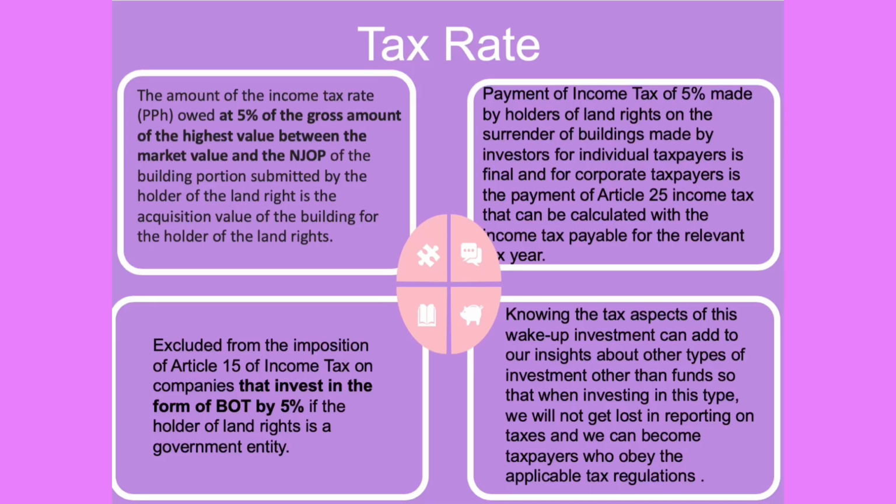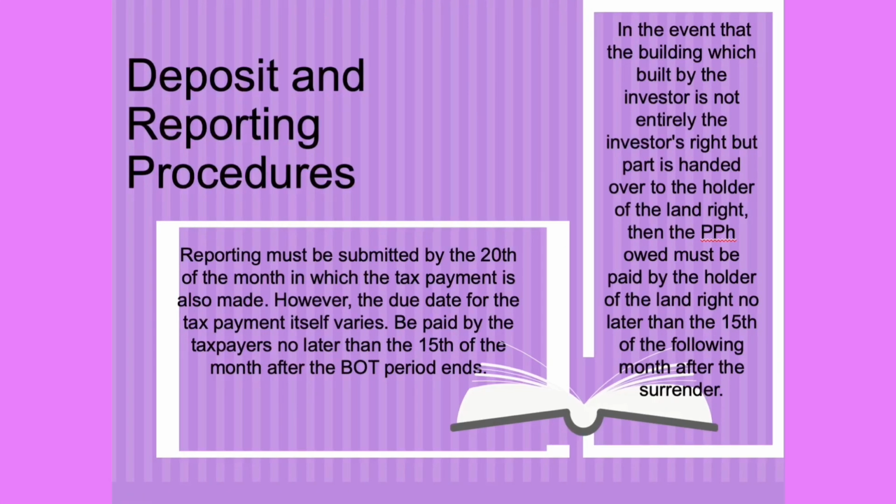Deposit and reporting procedures. Reporting must be submitted by the 20th of the month in which the tax payment is also made. However, the due date for the tax payment itself varies. It must be paid by the taxpayers no later than the 15th of the month after the build-operate-transfer period ends. In the event that the building built by the investor is not entirely the investor's right, but part is handed over to the holder of the land right, then the income tax owed must be paid by the holder of the land right no later than the 15th of the following month after the surrender.